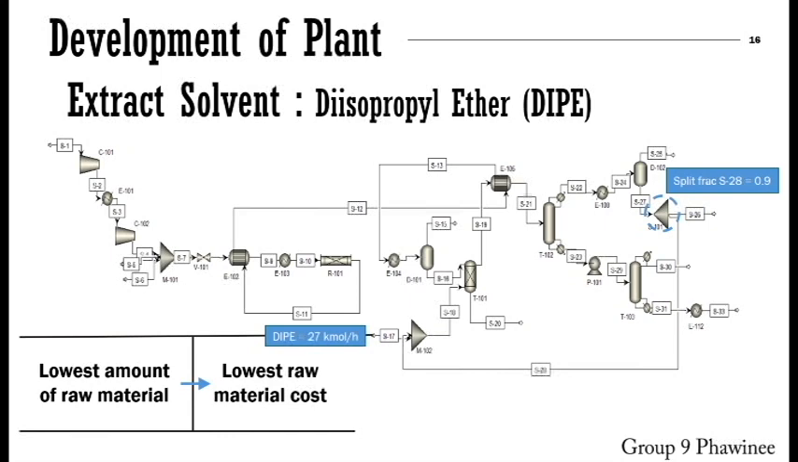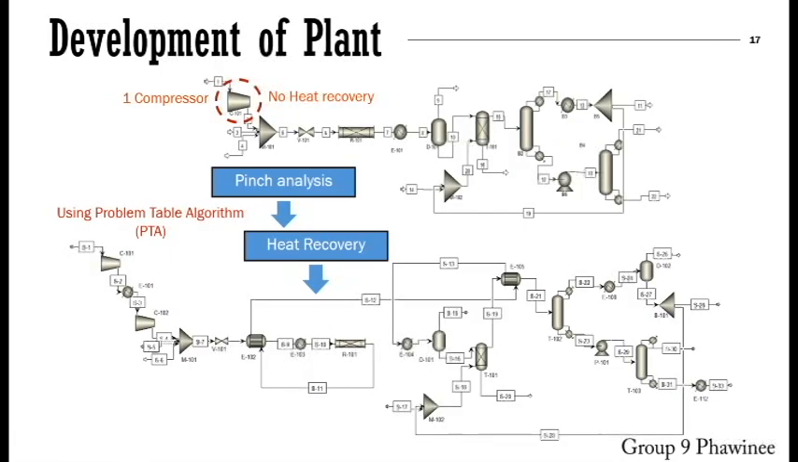At higher recycled stream, the fresh feed solvent is lower. The lowest amount of raw material will save the cost of the raw materials. Moreover, two compressors with one intercooler should be used instead of one compressor because the temperature rise of air will be higher, and at the higher temperature, the efficiency of compressing of gas is lower.